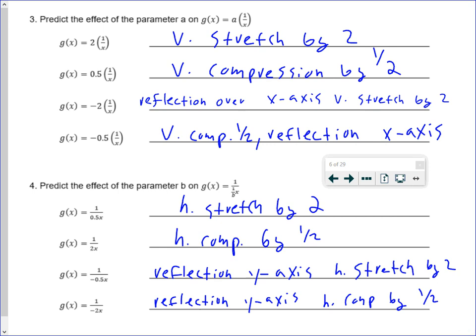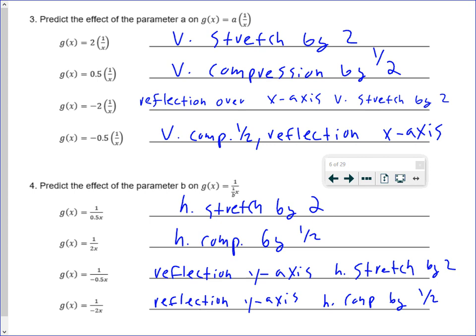Okay? And now for number 4, the first one for number 4, we have a horizontal stretch by 2. That's because our B value is actually 2, since 1/2 gives you that 0.5. For the second one, our horizontal compression is 1/2. That's because 2 equals 1/B, or B equals 1/2. So B equals 1/2, you have a horizontal compression by 1/2. For the third one, it's a reflection over the y-axis, since it's a negative, and it's a horizontal stretch by 2. And for the last one, it's a reflection over the y-axis and a horizontal compression by 1/2. Sorry, my handwriting is not very good. Okay?